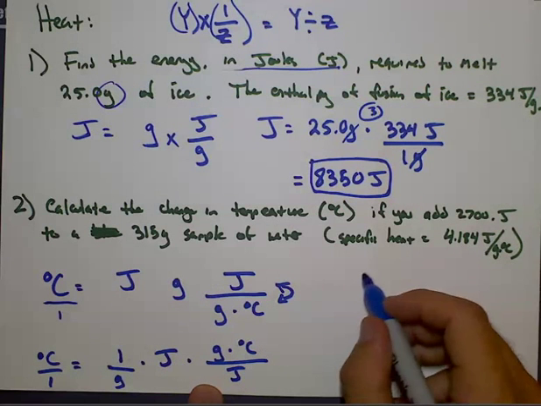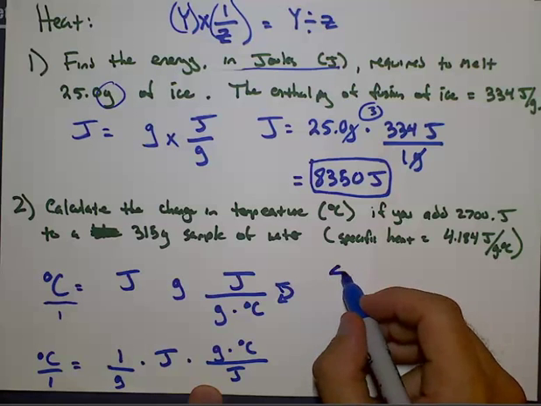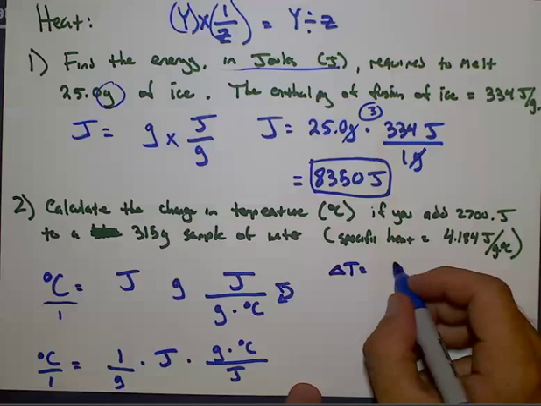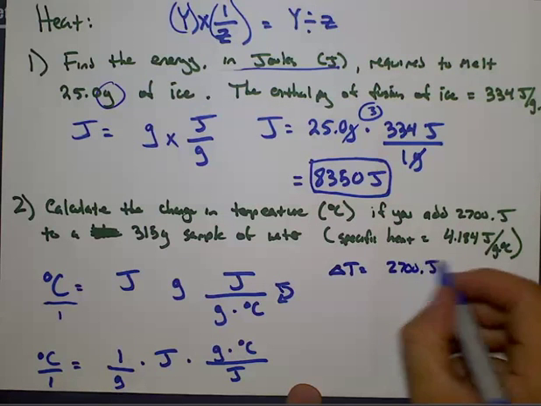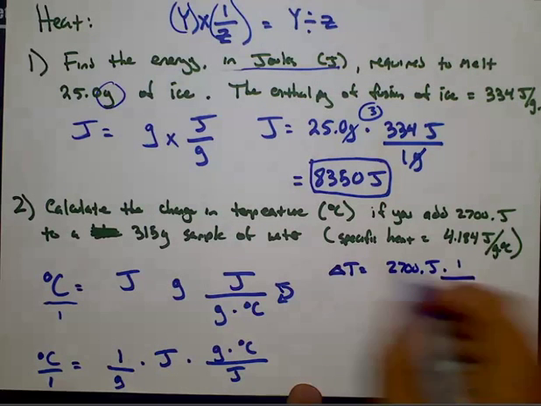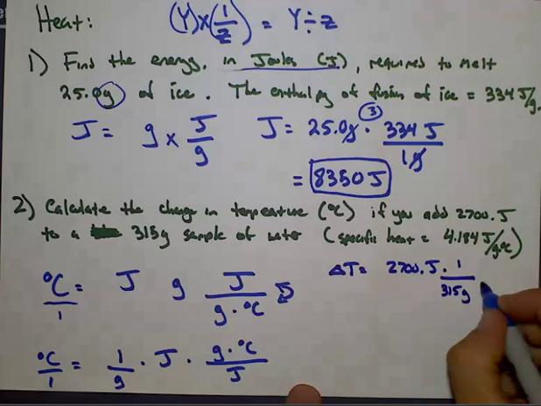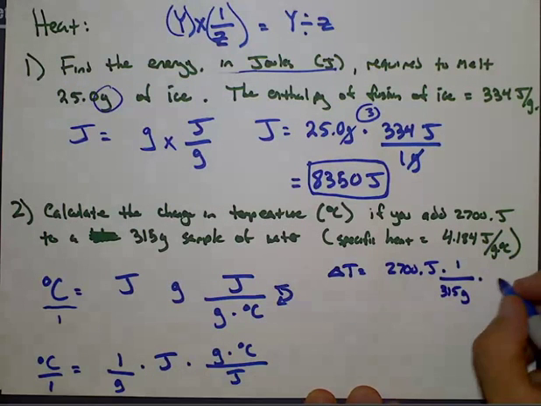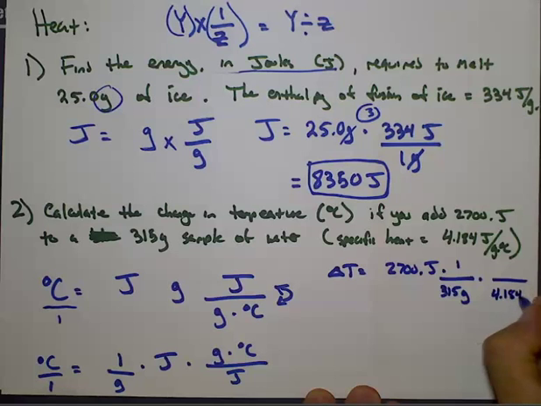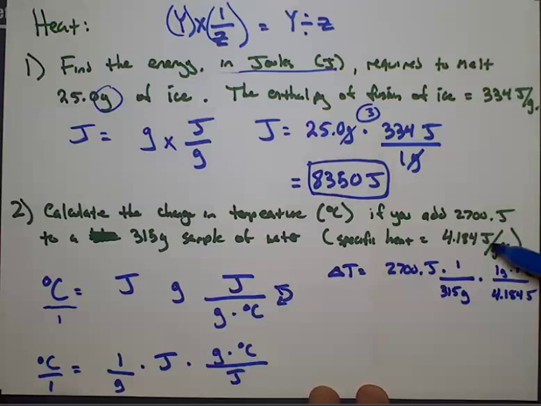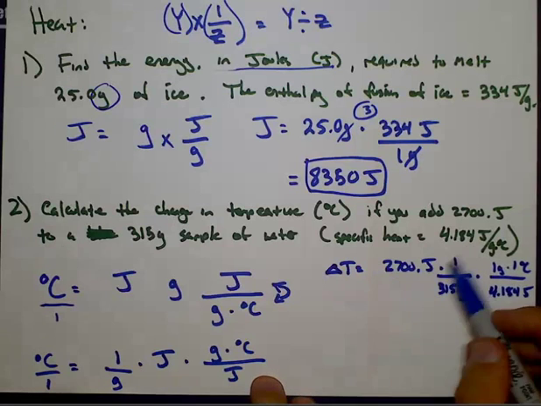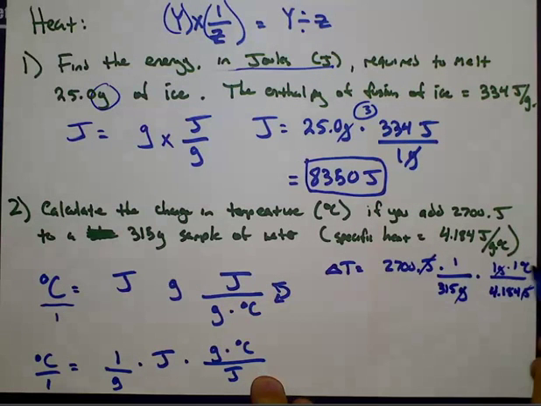So let's plug it all in and see what we've got. The change in temperature is delta T. You're adding 2,700 joules, so that goes up here: 2,700 joules times 1 over 315 grams, times, now that we flip this, we see joules is on the bottom, so we need to put joules on the bottom there, 4.184 joules, and that's per 1 gram times 1 degree Celsius. Remember, anytime we see per, it just means one of that thing. So again, let's keep this in mind. Joules cancels, grams cancels, just degrees Celsius.